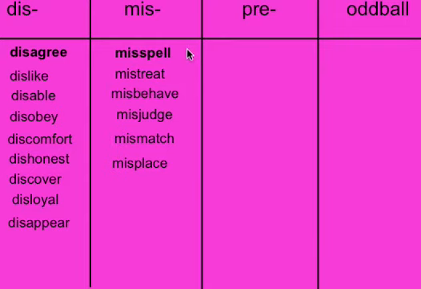Let's say these words together. We have misspell, mistreat, misbehave, misjudge, mismatch, and misplace. This next prefix is pre, and it means before, just like the word prefix. Prefix, the prefix pre means before, so before the word for prefix. Find the bolded word preschool. The school before you really start school, before school, preschool.